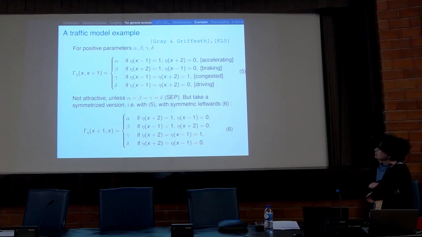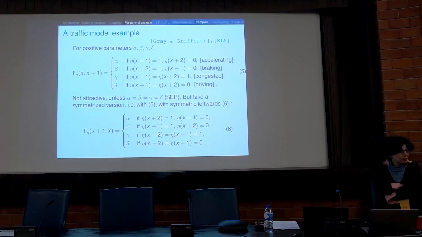So either you have someone at x minus 1 and nobody at x plus 2, and that's the rate alpha, or you have no one at x minus 1, someone at x plus 2, that's the rate beta. Both sides full, rate gamma, both sides empty, rate delta. Okay, so it was known that this model was not attractive, so that's not a surprise. If we apply our inequalities, it doesn't work. So it's not attractive unless all the rates are equal and it's just back to simple exclusion.